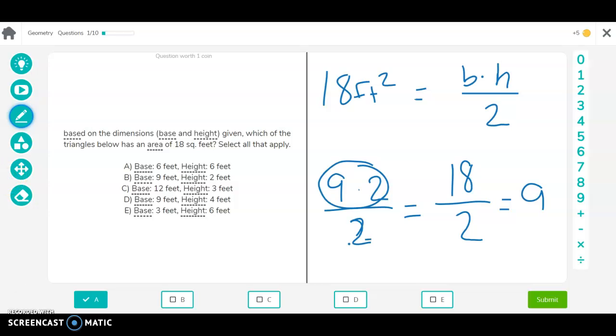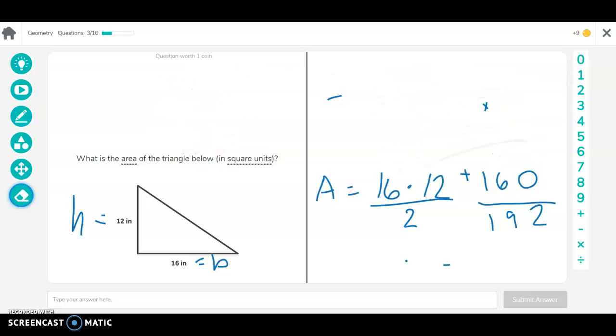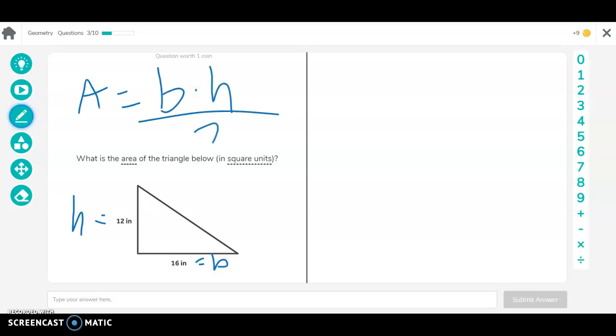Okay, I had to restart this video because I did something wrong. So I'm going to restart this. Apologize for that. And erase all this. Okay. So you guys know we have to do area equals base times height divided by 2. Alright, let's go ahead and put this into the problem.